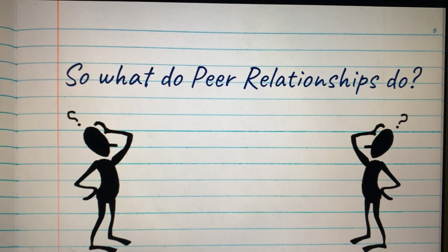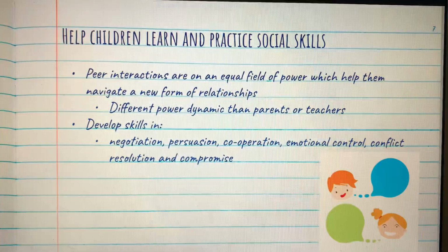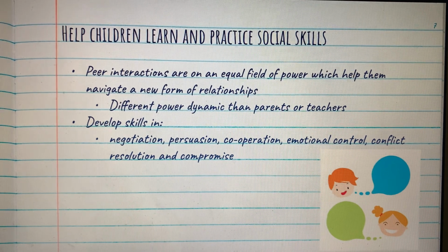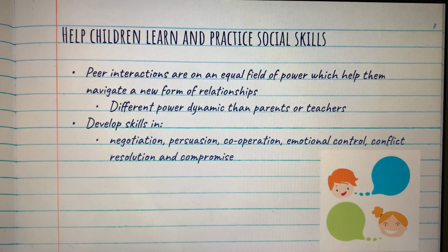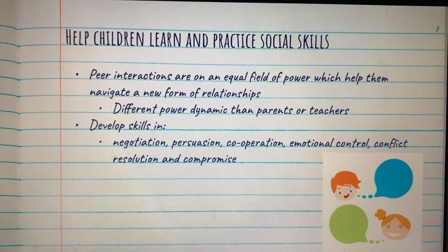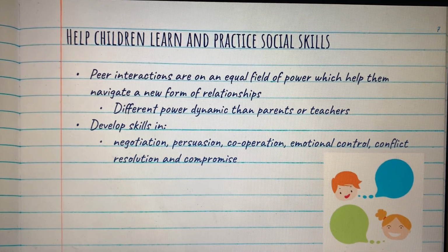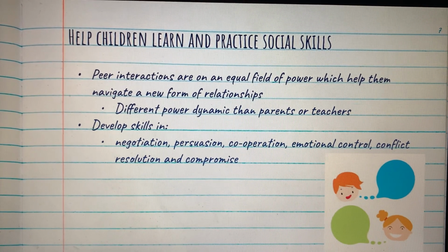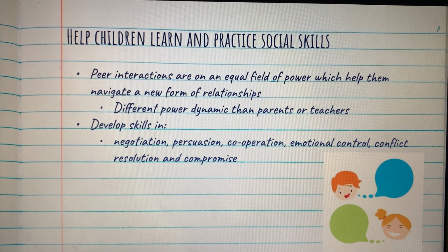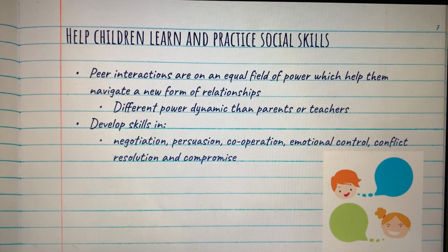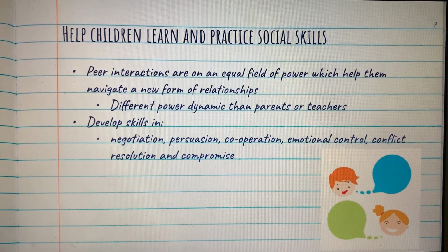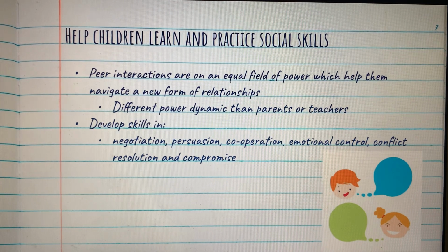So what do peer relationships do? One of the main things is that they help children learn and practice social skills. Peer interactions are on an equal field of power, which helps them navigate new forms of relationships. This is a different power dynamic than that of parents and teachers. They're used to not holding the same amount of power in the relationships they are growing up within, so it's a completely new experience for children to be equals with their peers.